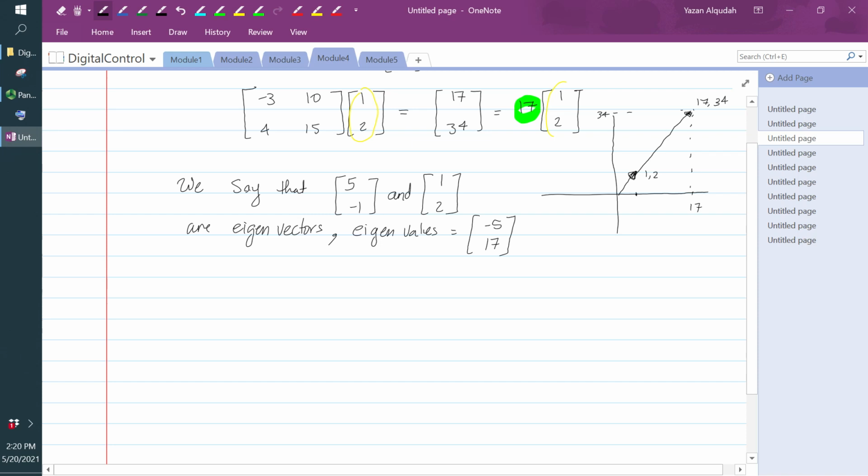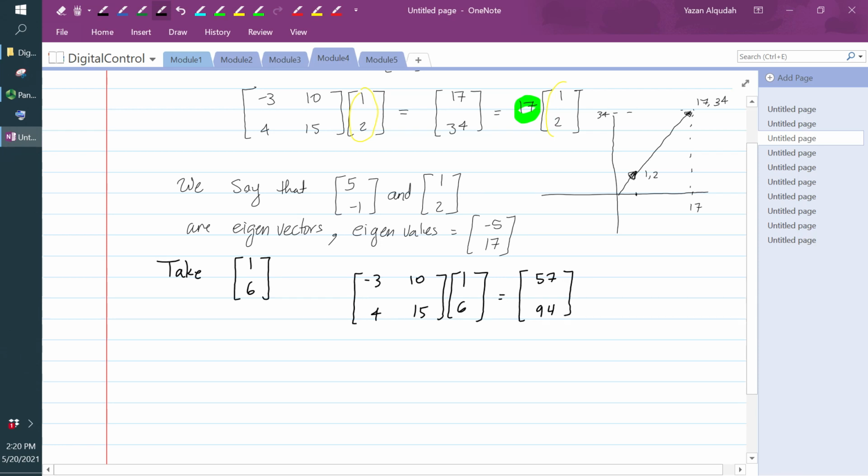Now somebody might think, if I take any vector and I multiply it by this matrix, I'm going to get a vector that is located along the stretch of the original vector. No, that is not the case. So let's look at an example. Let's take another vector. Take a vector that is equal to 1 and 6. And let's do the transformation. So if I were to take -3 and 10, 4 and 15, and multiply it by 1 and 6, what am I going to get? Am I going to get something that is going to be located along the original vector? What I'm going to get is a 57 and a 94.